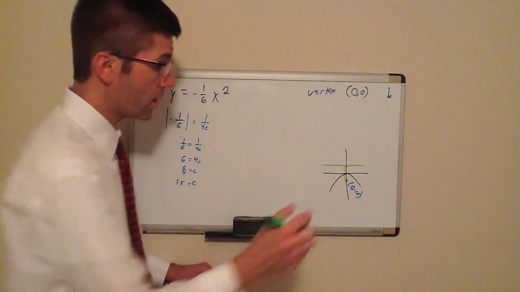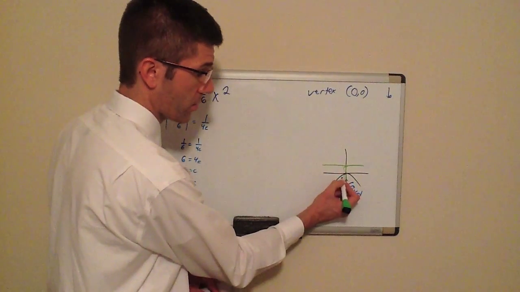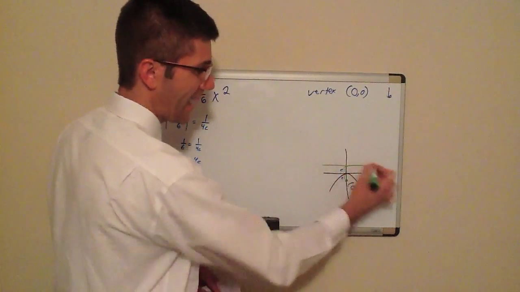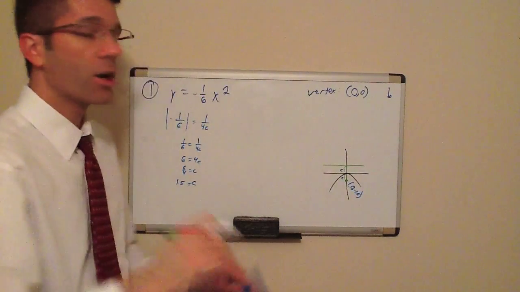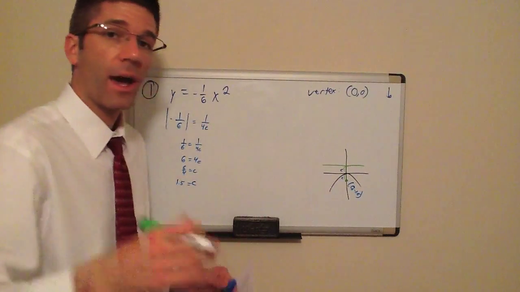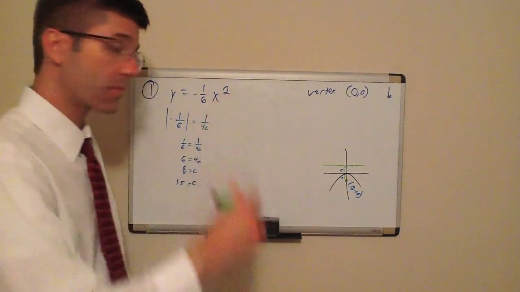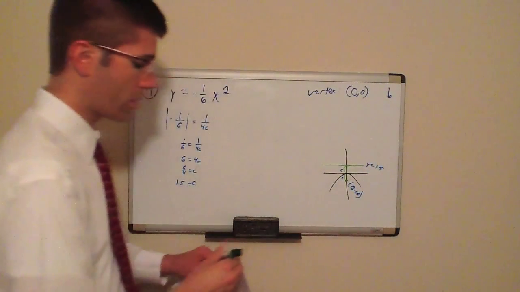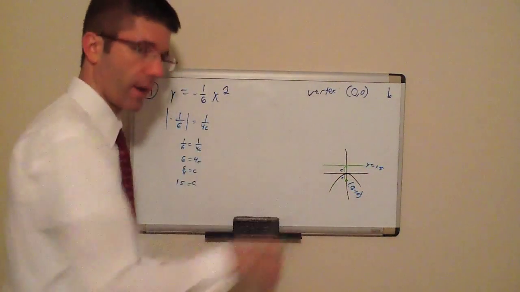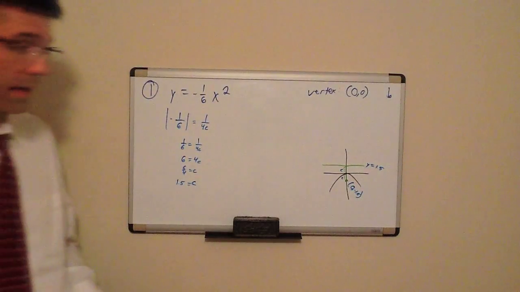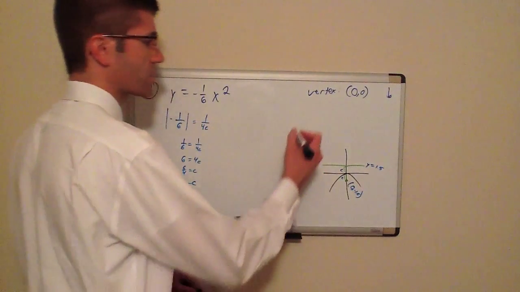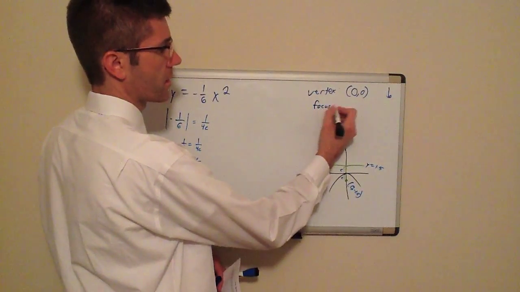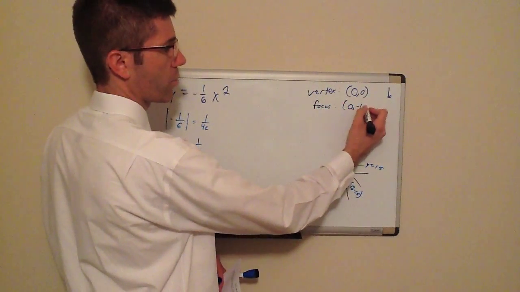Also, since this distance is the same, both of them are c units from the vertex, this horizontal line crosses the y-axis at positive 1.5. So the equation of this line is y equals 1.5. If you wanted to, you could come up here and write all that stuff down. I'm going to, just so I can list it the way the directions ask. So the focus is at the coordinate 0, negative 1.5.